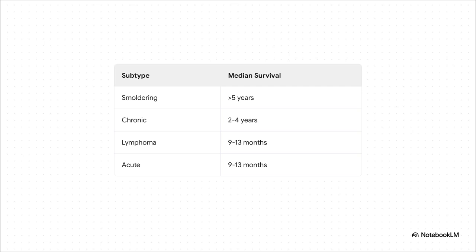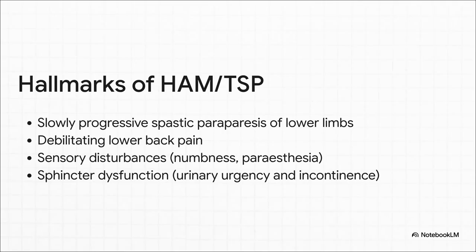If we zoom in on ATL for a second, the clinical subtype makes a huge difference for the patient's prognosis. While the smoldering type can be slow-moving, the prognosis for the aggressive, acute, and lymphoma forms is incredibly grim. We're talking a median survival of just over a year, and that's with treatment. And the picture for HAM/TSP is one of slow, relentless, progressive disability. It's all driven by that chronic inflammation in the spinal cord, which leads to these absolutely debilitating symptoms.